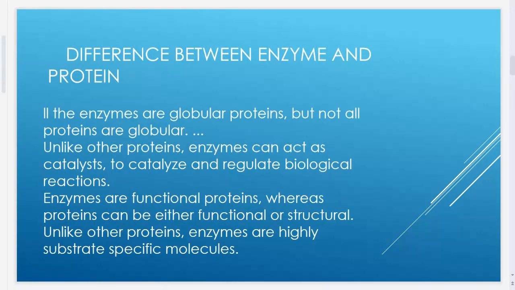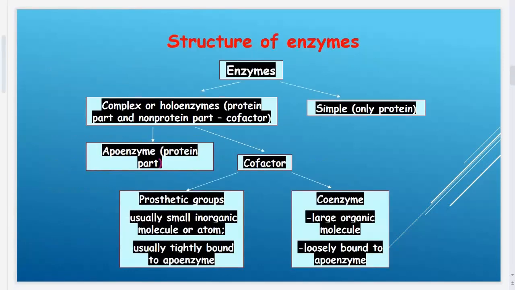Differences between enzymes and proteins. Enzymes are globular proteins, but not all proteins are globular. Unlike other proteins, enzymes can act as catalysts to catalyze and regulate biological reactions. Enzymes are functional proteins, whereas proteins can be either functional or structural. Unlike other proteins, enzymes are highly substrate-specific molecules. Enzymes are the largest and most specialized class of protein molecules.